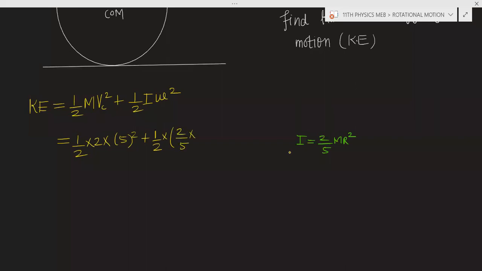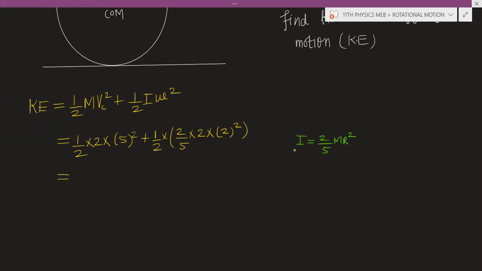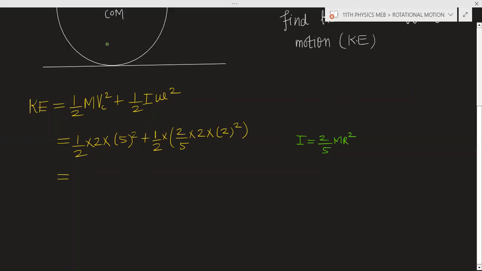What is m? M is 2 kg. What is r square? R square means 2 square. Now we can solve it. So this 2 and 2 will cancel out, this 2 and 2 will cancel out. So we will have 5 5s are 25 plus, and here this 2 and 2 will cancel out, and it will be 2 to the 4 to the 8 by 5.